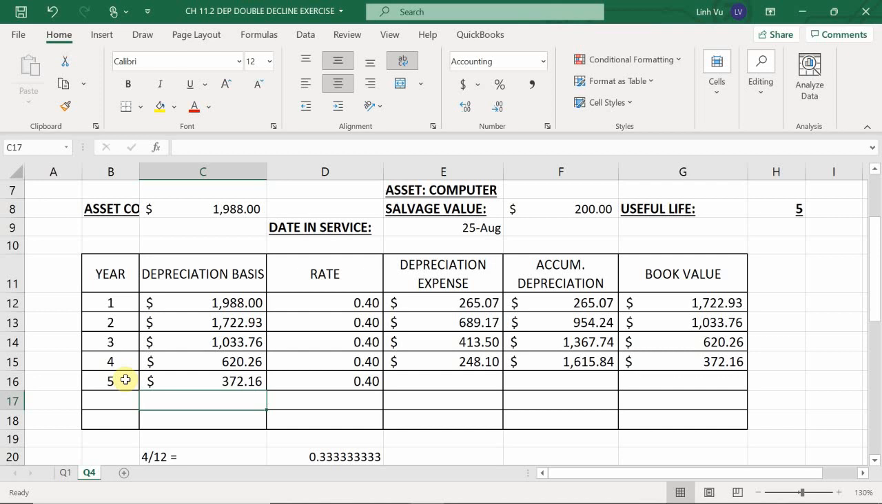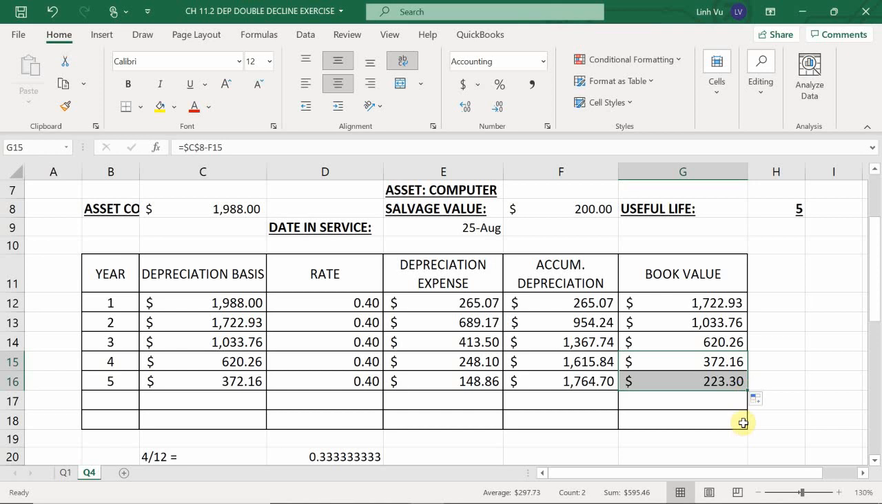So in this case, yes, we should be continuing to depreciate for the 5th year, according to the accounting period. But we know that our asset is 4 and 4 months old. So what is going to be my depreciation expense for year 5? 148.86. Which makes my accumulated depreciation amount to 1764.70. All right? Which then brings my book value to 223.30.